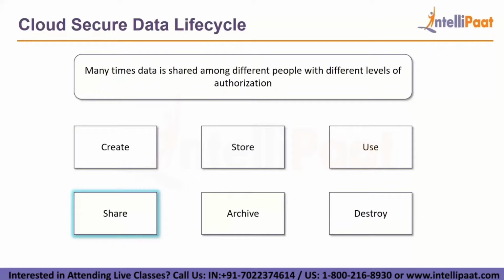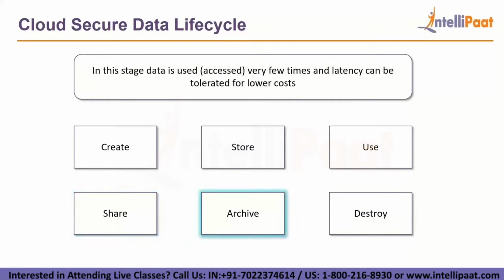Different people should have different authorization policies attached to different files. Then comes archiving. In this stage, the data is used or accessed very few times, and latency can be tolerated for lower cost. So if you are storing some data that you are going to access once or twice a year, then you don't really need to store it in the hot tier of the data store, mainly because it's going to cost you a lot more and you're not accessing it that much. The times that you do access it, the access is going to be a little slower than the usual time, but that should be okay.